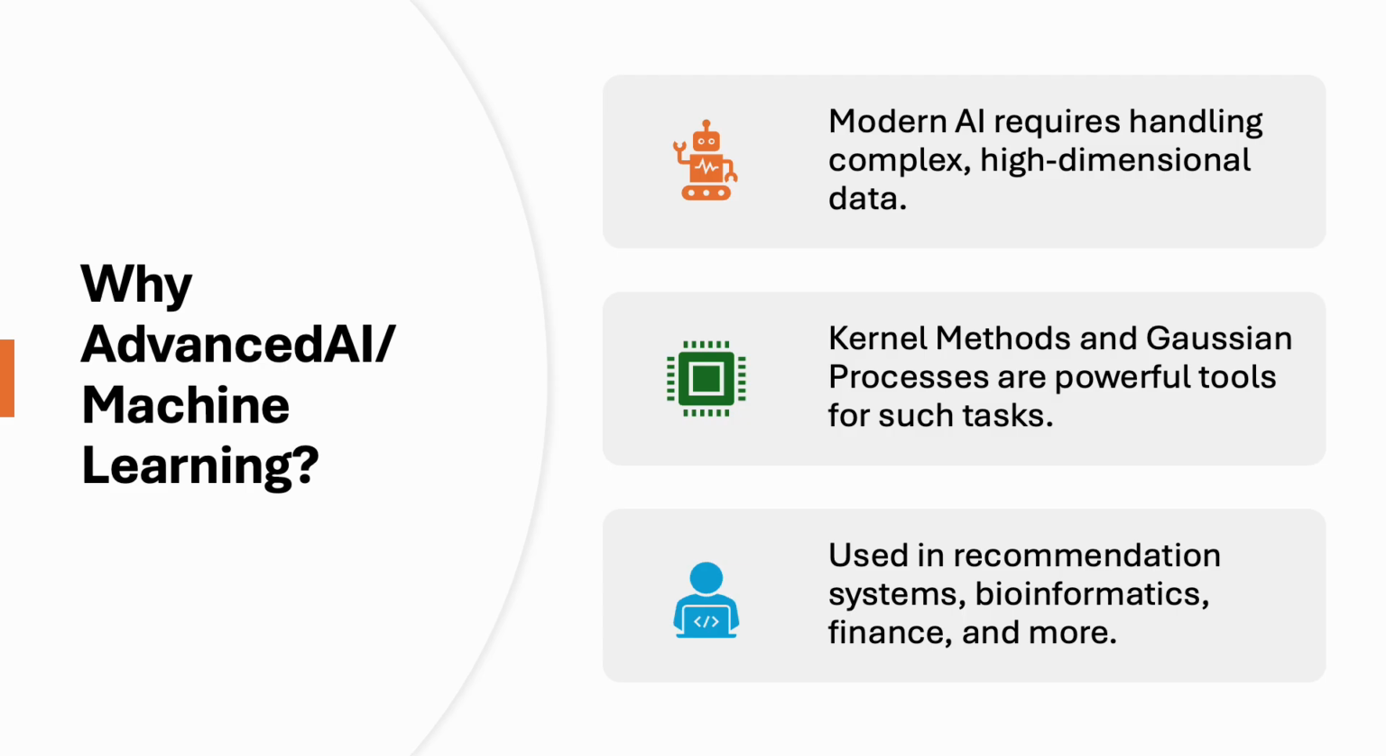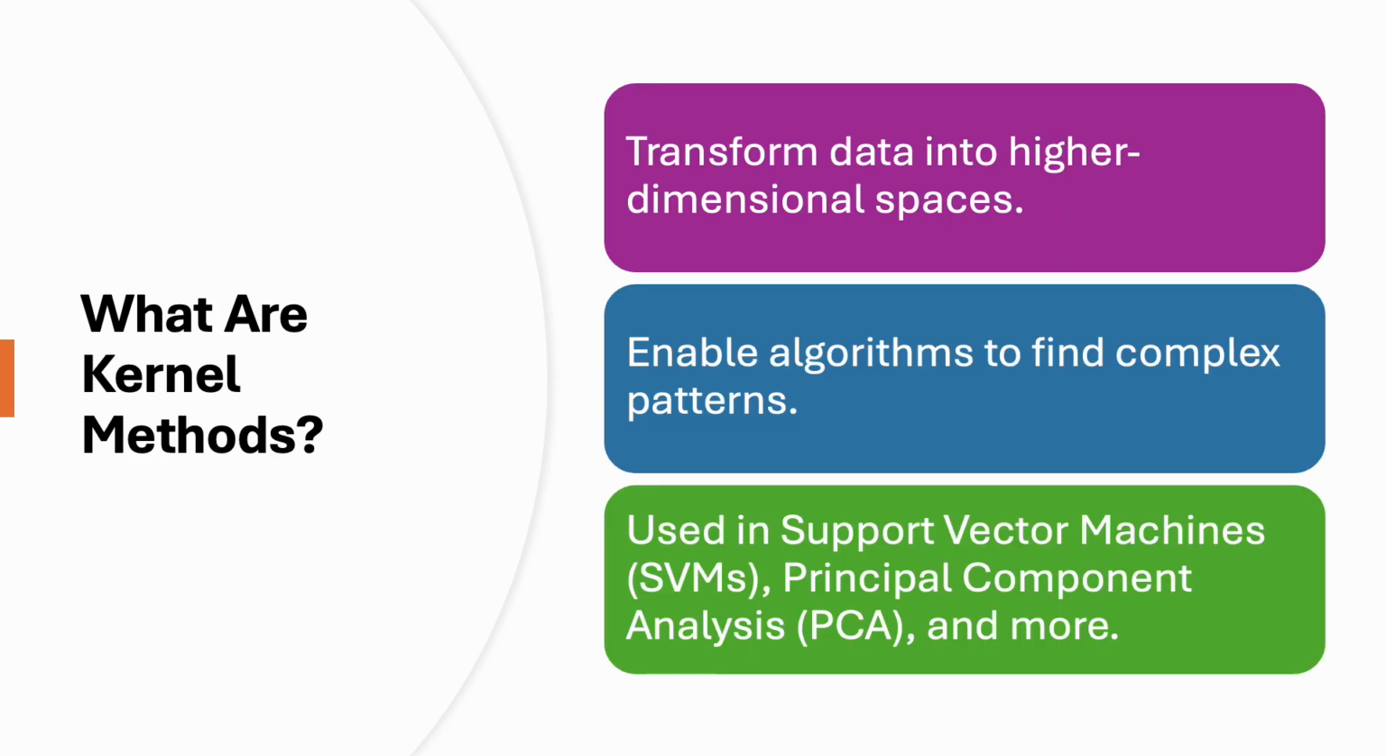Why advanced AI and machine learning? That's a great question. Modern AI requires handling complex, high-dimensional data. Kernel methods and Gaussian processes are powerful tools for such tasks, used in recommendation systems, bioinformatics, finance, and more. What are kernel methods? Now let's look into this in a little bit more depth.